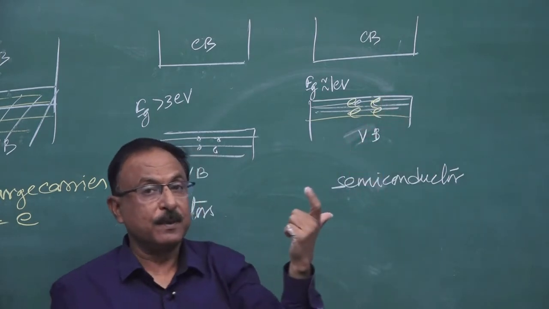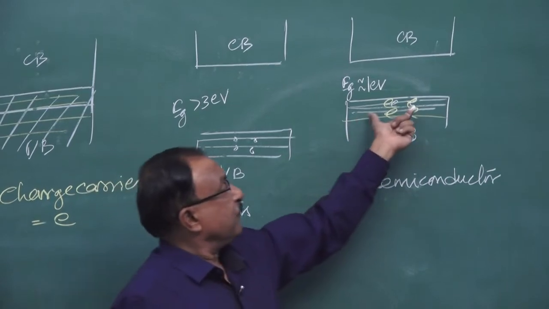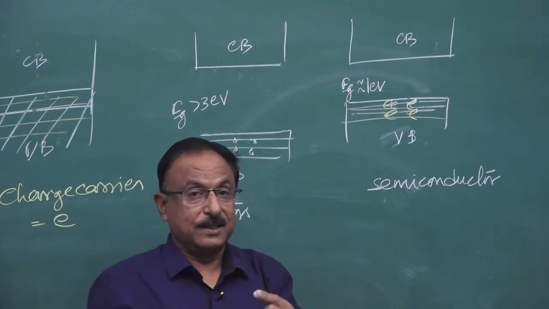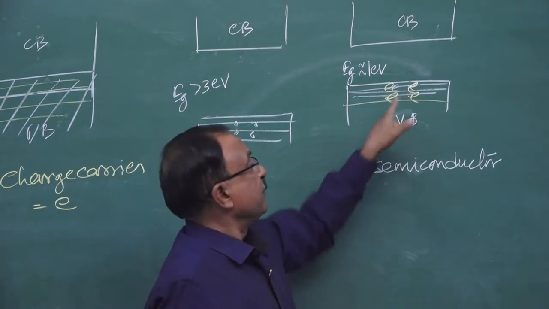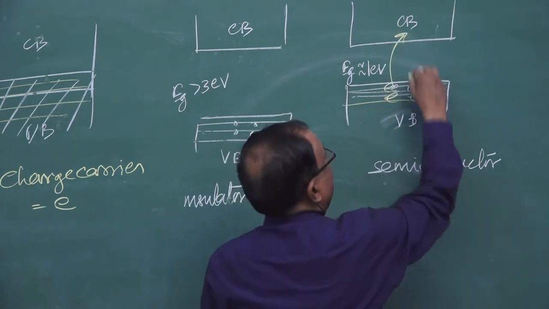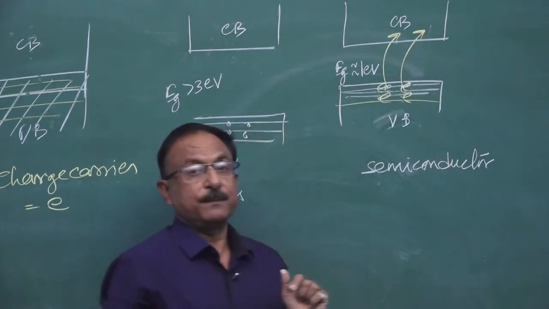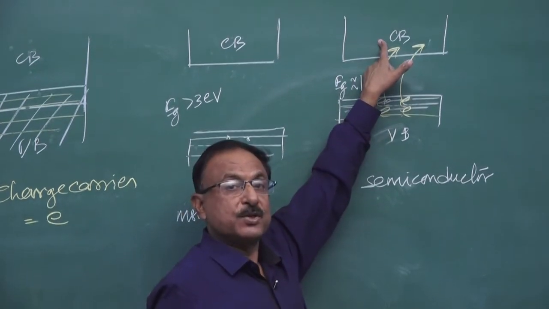So what? If it is 1 electron volt, what's the benefit? The benefit is that if you supply energy, if you raise the temperature, or if you supply energy by applying a potential or some other way, these electrons can easily jump from the valence band to the conduction band. It will be easier for them to jump from the valence band to the conduction band.